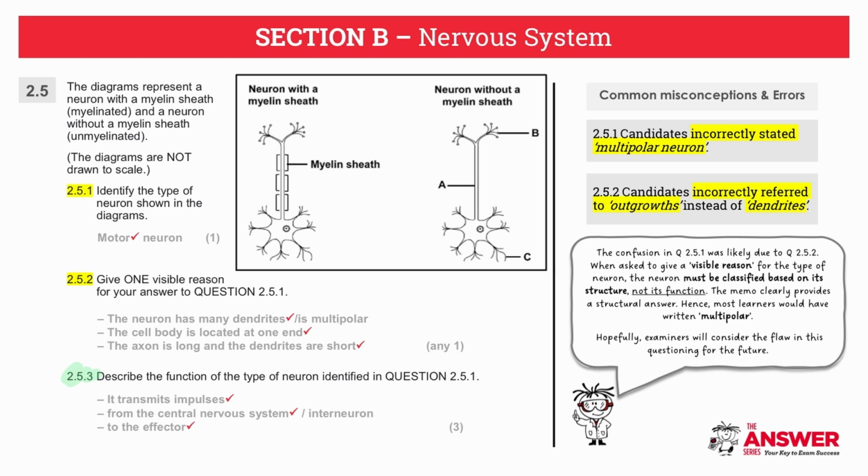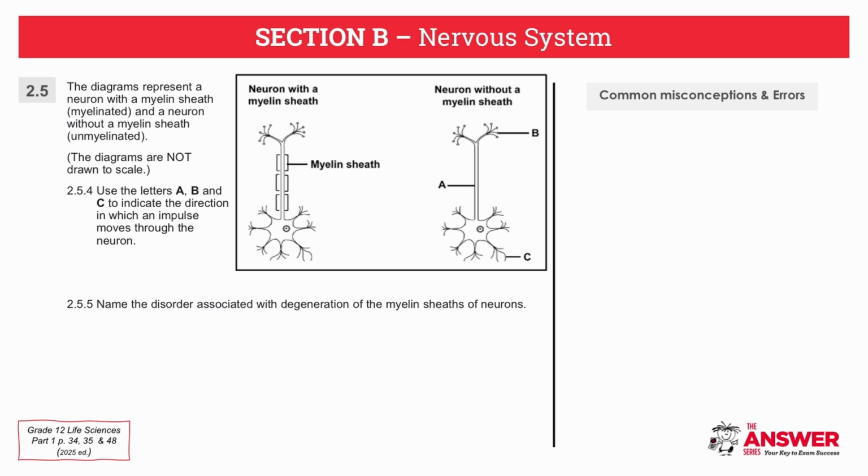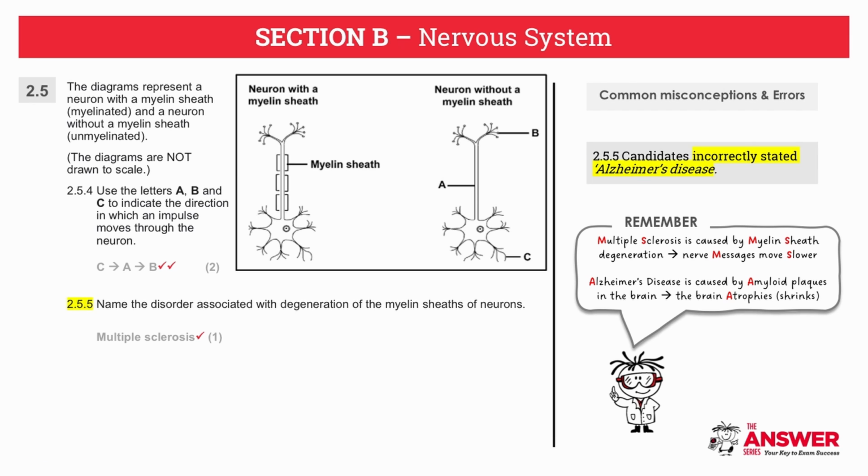2.5.3, describe the function of the type of neuron identified in question 2.5.1. So now it's specifically relating to the function of a motor neuron, in this case a multipolar neuron, and it's responsible for transmitting impulses, specifically in the direction from the central nervous system to an effector. Learners could also have said from the interneuron in the central nervous system to the effector. Continuing with this question, 2.5.4 says to use the letters A, B, and C to indicate the direction in which the impulse moves through the neuron. And that would be in the direction of C, then A, and then towards B, because dendrites receive the stimulus, axons take them away towards the next structure.